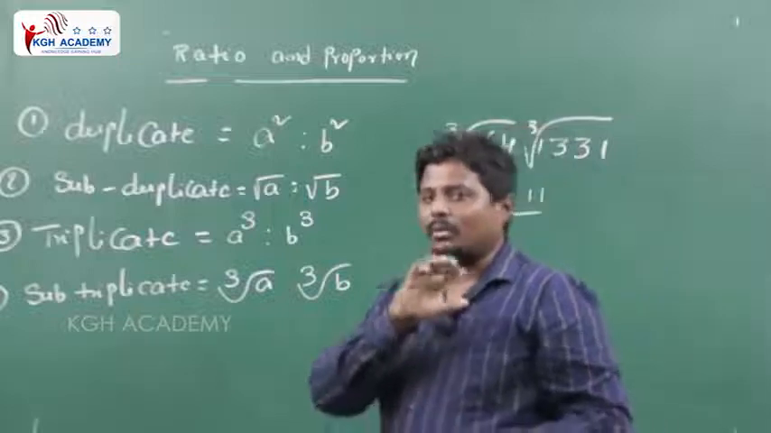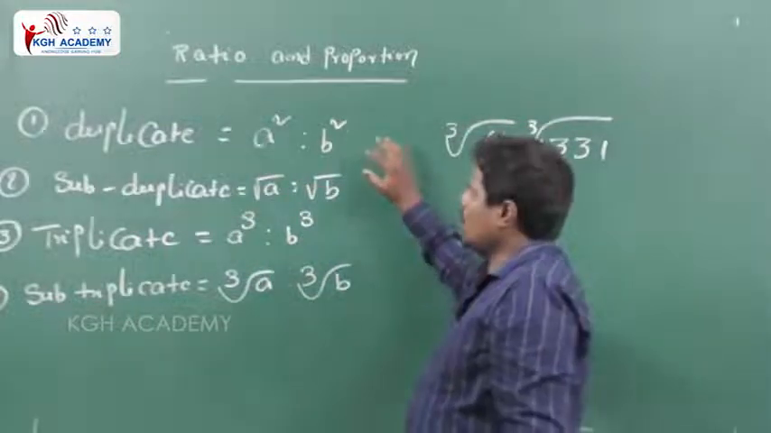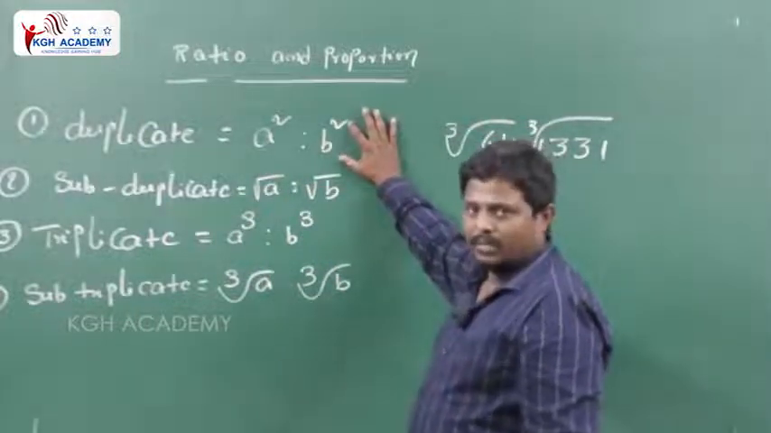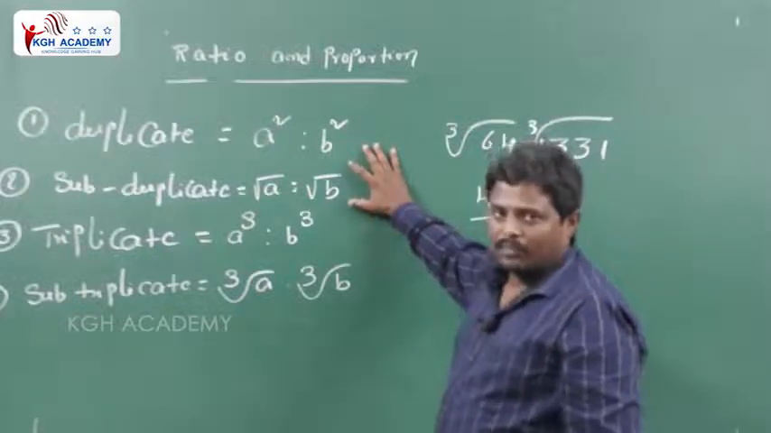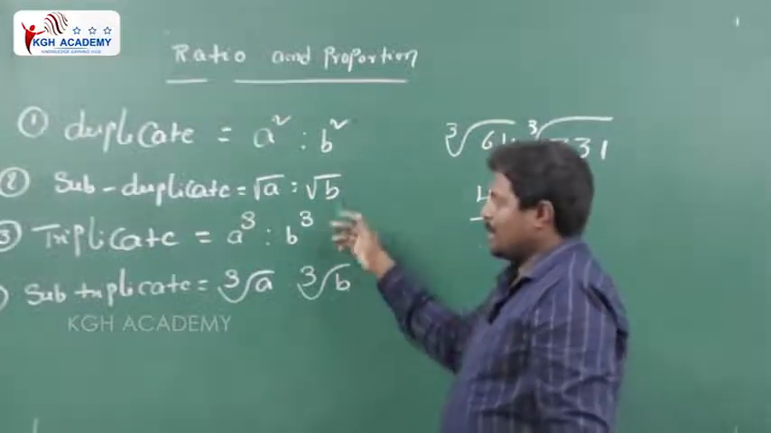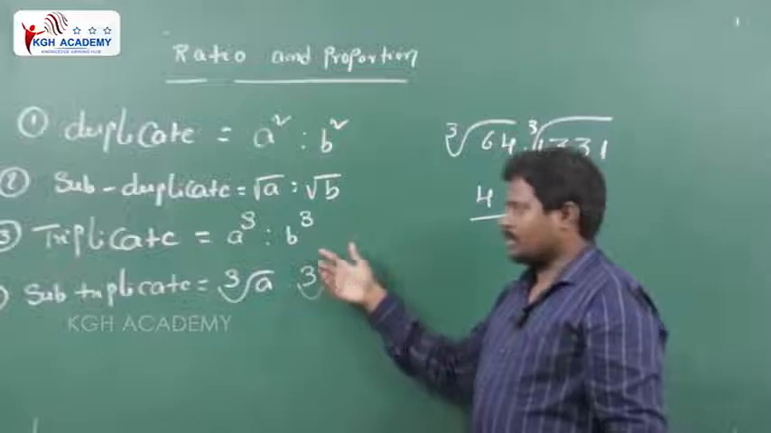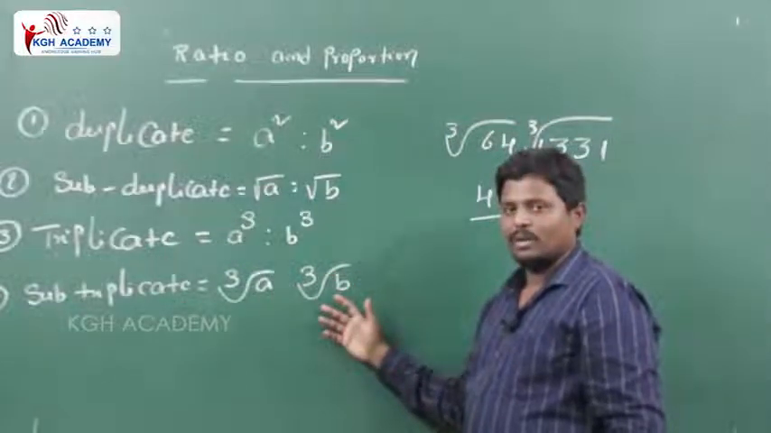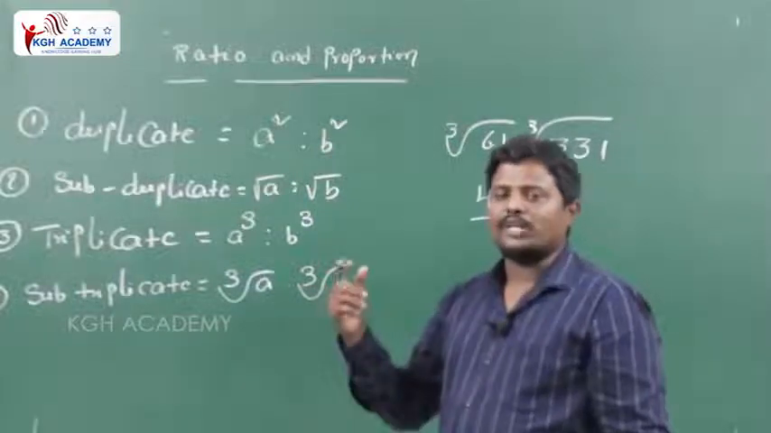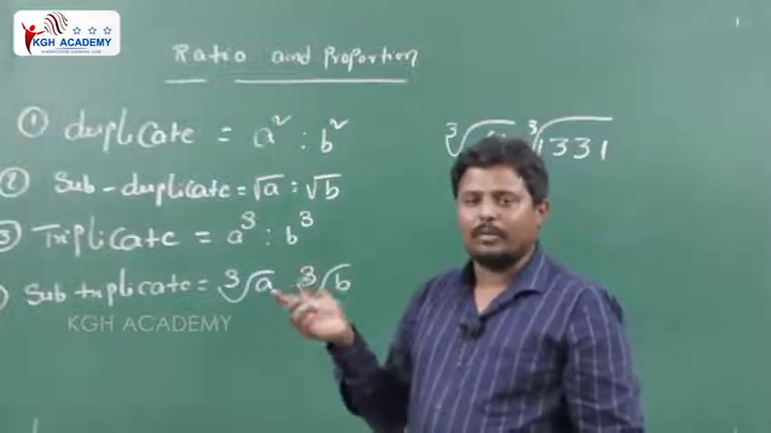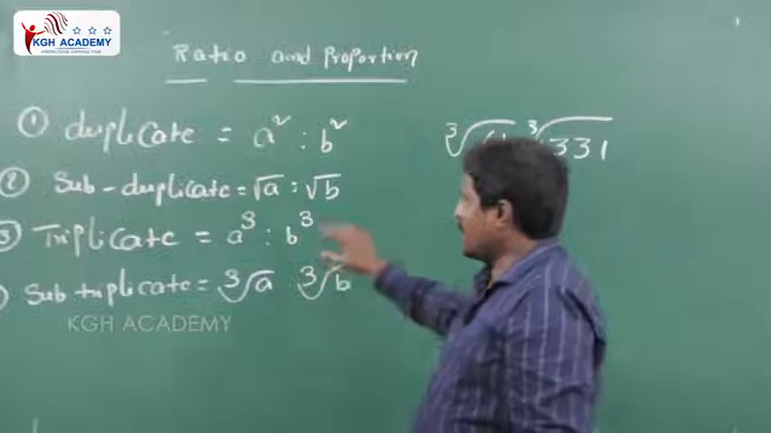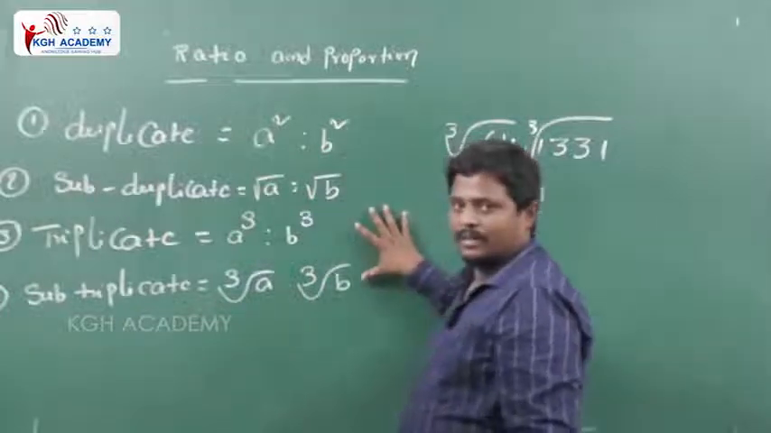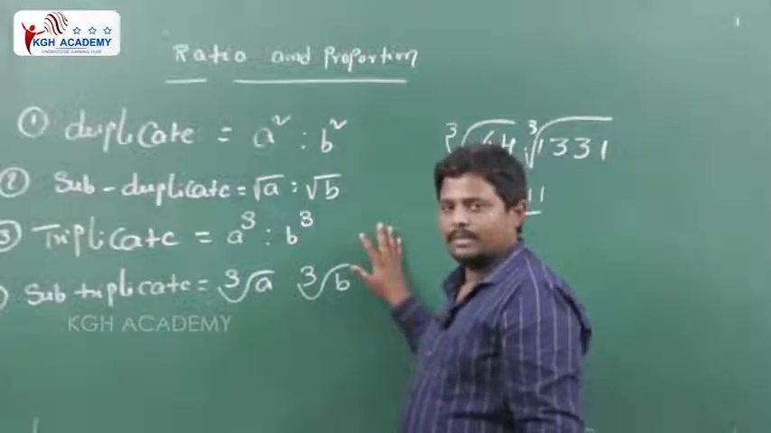Once again I want to repeat all these formulas. Duplicate ratio formula: a square is to b square. Subduplicate ratio formula: root a is to root b. Triplicate ratio formula: a cube is to b cube. Subtriplicate ratio formula: cube root of a is to cube root of b. Ratio means comparison of numbers, proportion means comparison of ratios. These are the basic formulas in ratio.